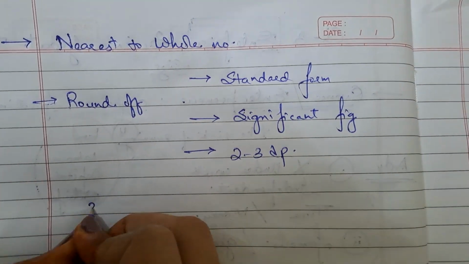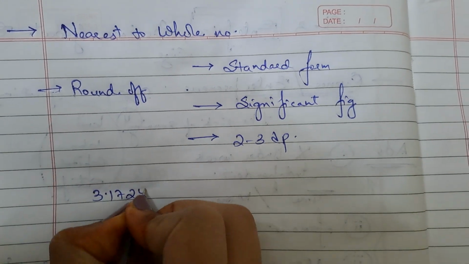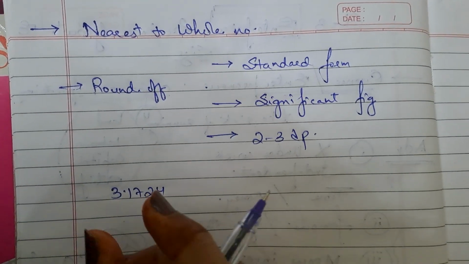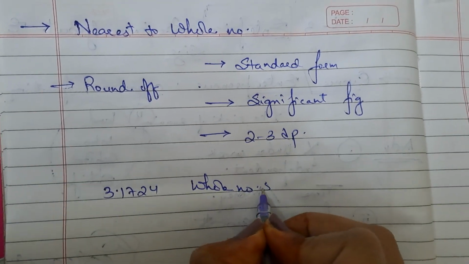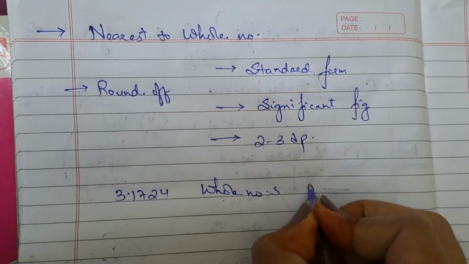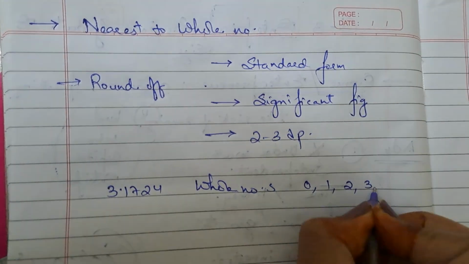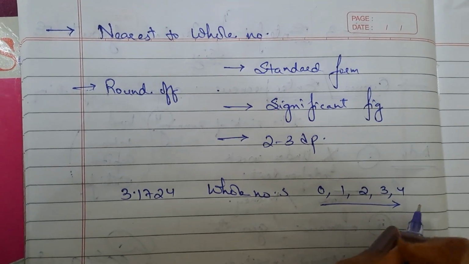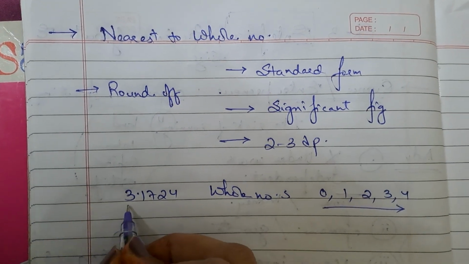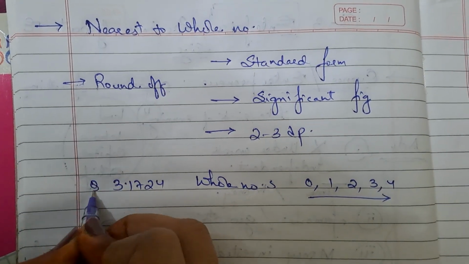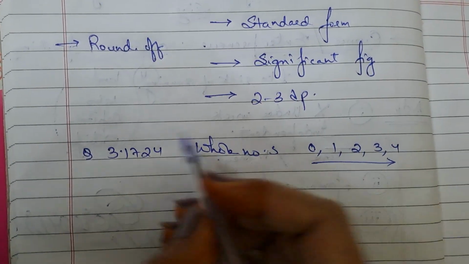If I give you a number 3.1724, what is a whole number? Whole numbers usually start from 0, 1, 2, 3, 4. A full perfect number is called a whole number. So I want to write this particular number as a whole number. How am I going to write it?